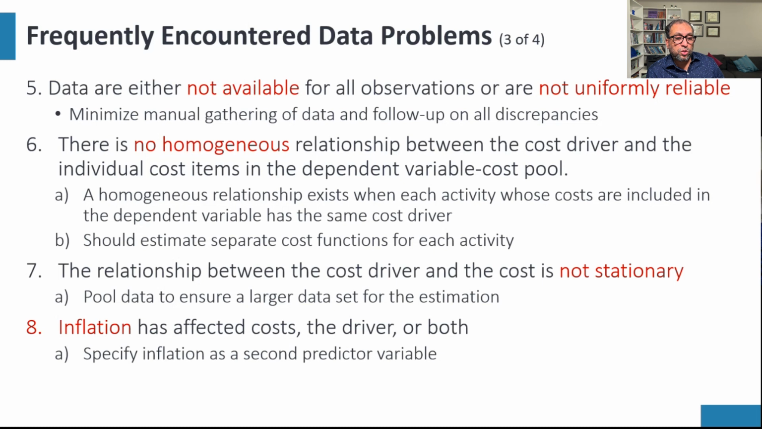Number 6, there is no homogeneous relationship between the cost driver and the individual cost items in the dependent variable cost pool. A homogeneous relationship exists when each activity whose costs are included in the dependent variable has the same cost driver. We should estimate separate cost functions for each activity. Next, the relationship between the cost driver and the cost is not stationary. So pool data to ensure larger data for the estimation. And inflation has an effect on the cost drivers, or both, so include the specific inflation as a second predictor variable.